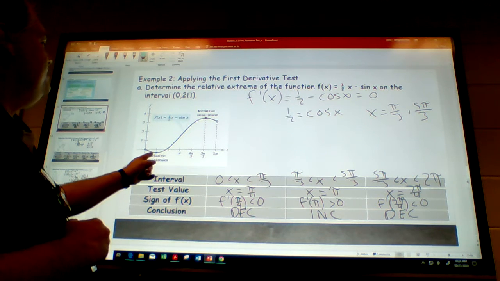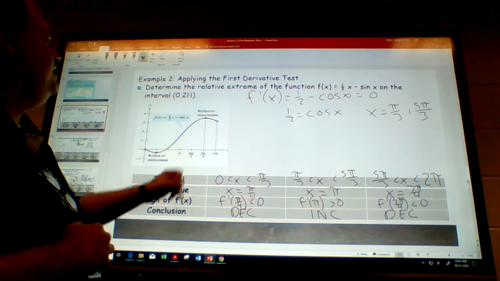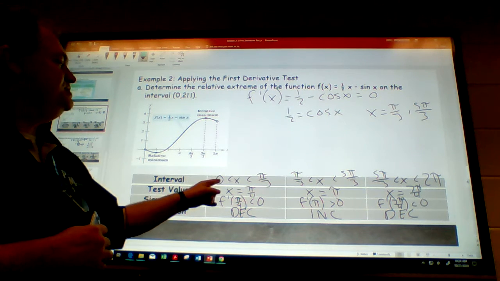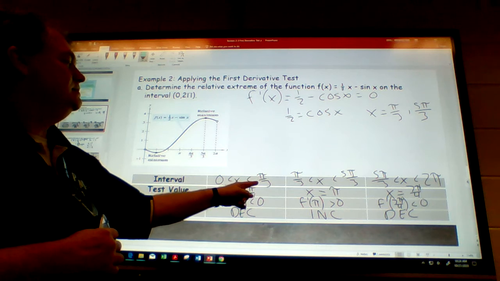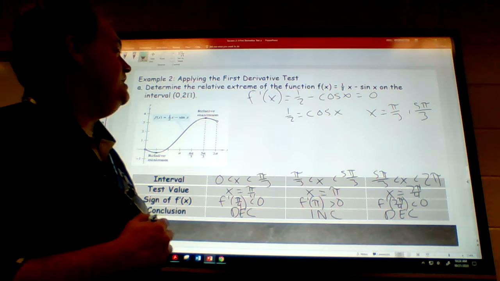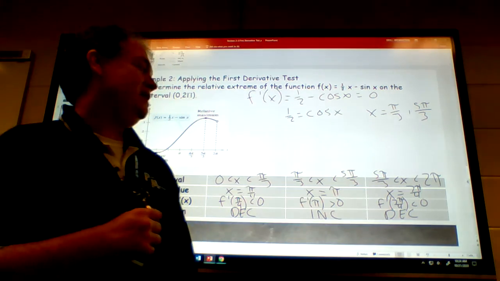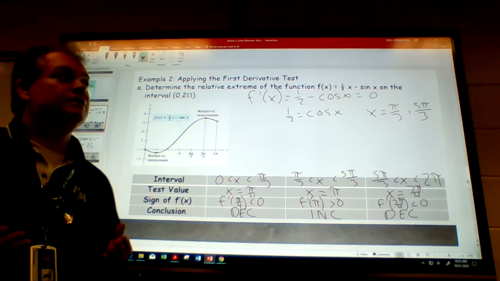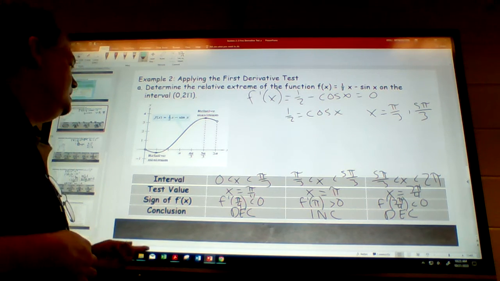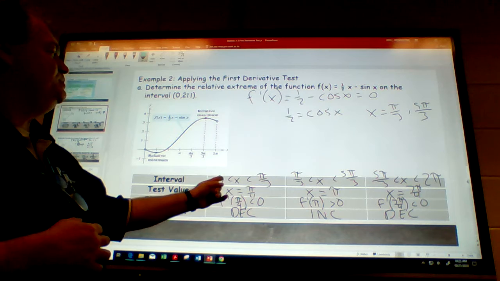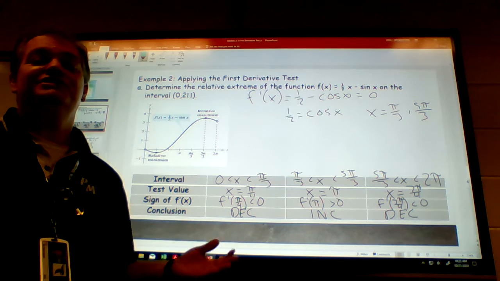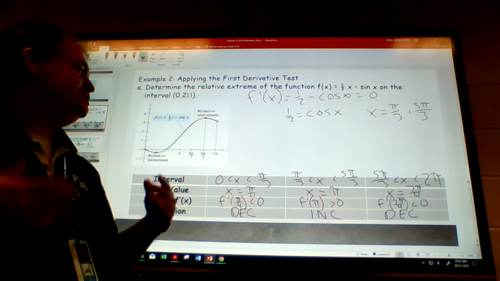Now, we know it's going to be at pi over 3 and 5 pi over 3. You can see it from the graph here, but let's look at the data. So our intervals are from 0 to pi over 3, then from pi over 3 to 5 pi over 3, and then finally from 5 pi over 3 to 2 pi. Those are our three intervals. We have two critical numbers, so we should have three intervals. We chose a test value between 0 and pi over 3. I chose pi over 4. You can choose pi over 6. You can use anything you want.